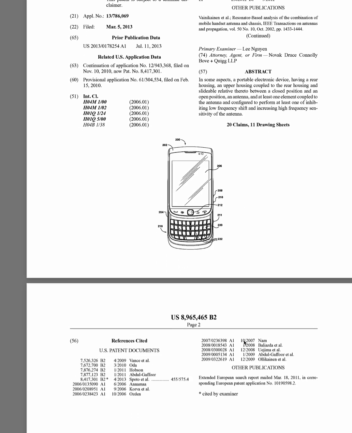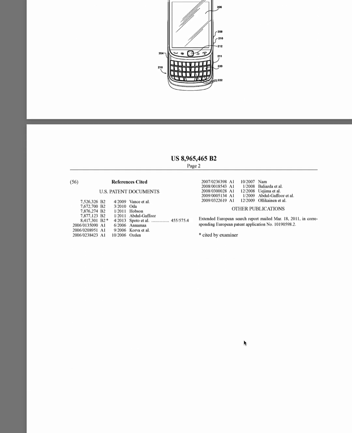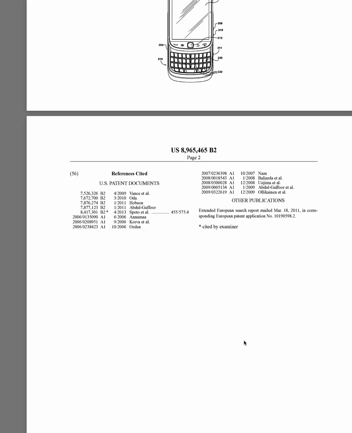And the second page is explaining a little bit more in terms of the references cited and what the examiner looked at when they were looking at this patent.